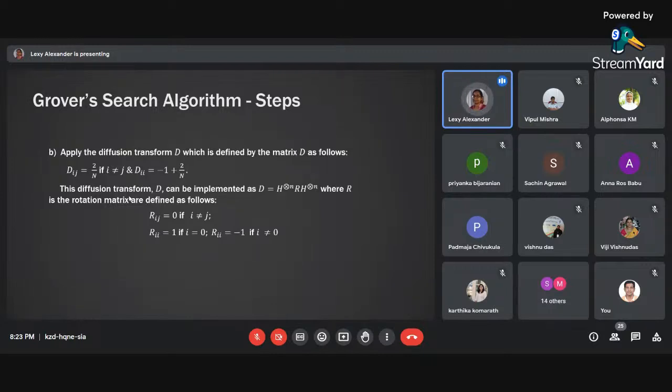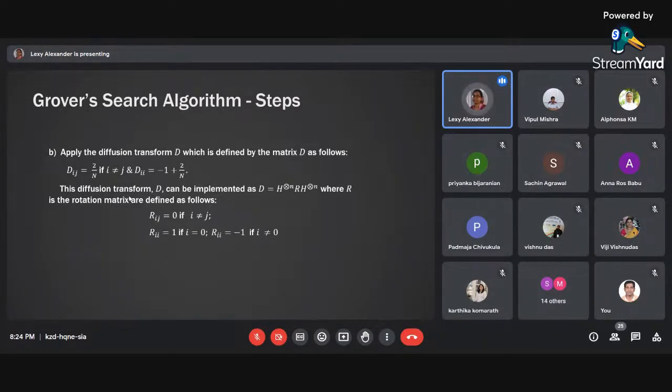That is, all off-diagonal entries are 2/n, and all diagonal entries are -1 + 2/n. So this D also we can implement. This is a different gate, no? But this D can be implemented using the Hadamard gate and one rotation. So D can be written as the 2^n by 2^n Hadamard matrix H⊗n, then R, and then again H⊗n.